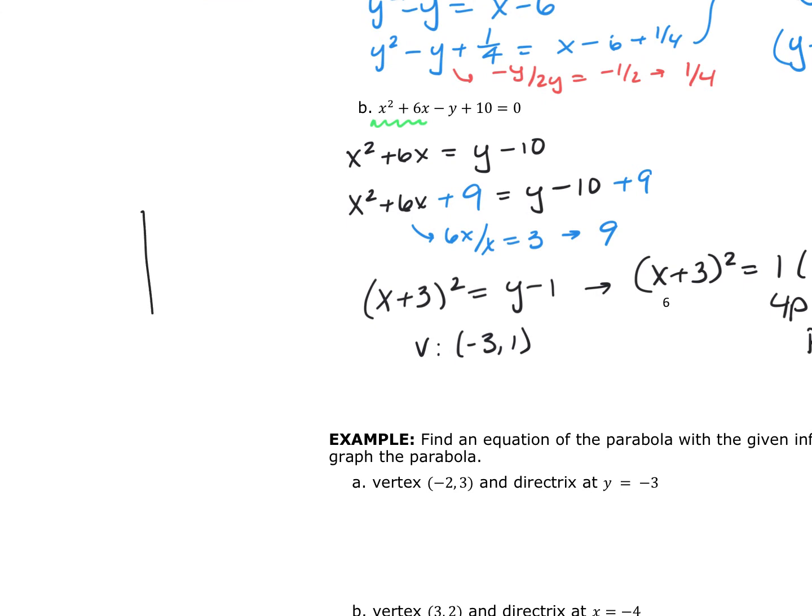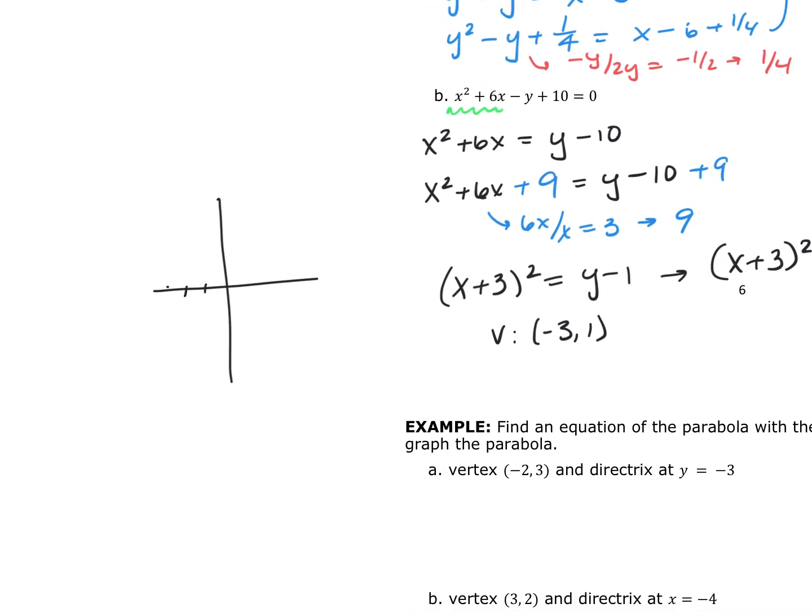My p is positive. I'm going to go to the vertex of negative 3, so negative 3, positive 1. So here's my vertex. My p is positive. My x is squared. I know I'm going to be opening up. So let's do my axis of symmetry. X is equal to negative 3.